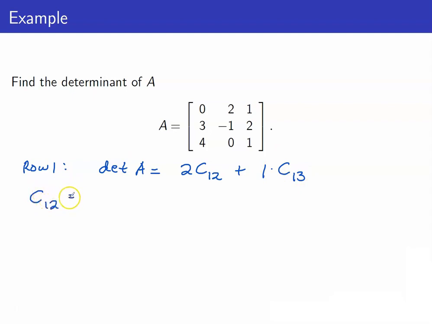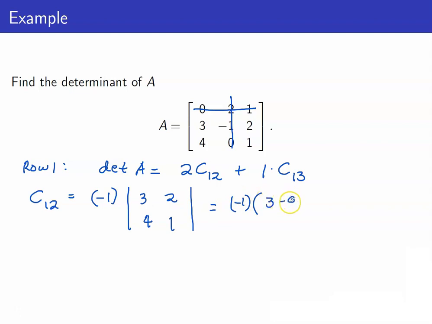Let us compute for C12. First, what are we going to choose? Plus or minus 1? 1 plus 2 is 3, which is odd, so this gets multiplied by -1. And then multiply it by the determinant obtained by removing first row and second column. When I use this notation, this refers to the determinant of a matrix as well. It's like absolute value of a matrix. We have 3, 2, 4, 1. That is equal to -1 times 3 minus 8. We get +5.